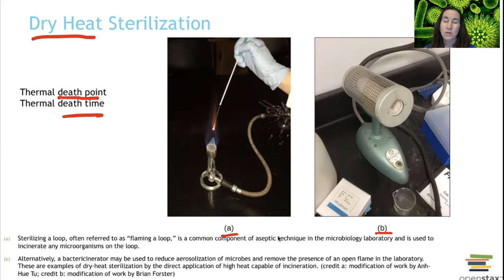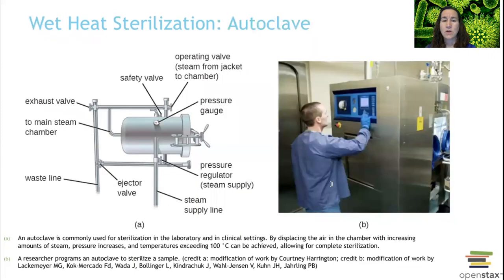Both ways, we're looking at killing the organism. One of them has a set temperature and the other one has a set time, and you're looking for the temperature. So again, this is dry heat. And then there is moist heat. And so that's what our autoclave is going to use.